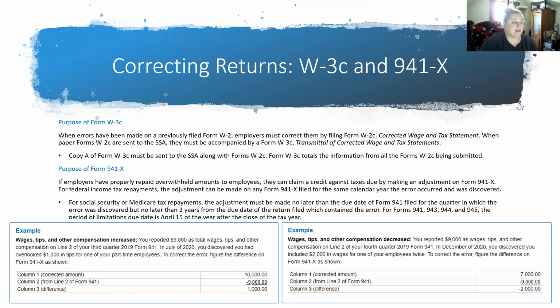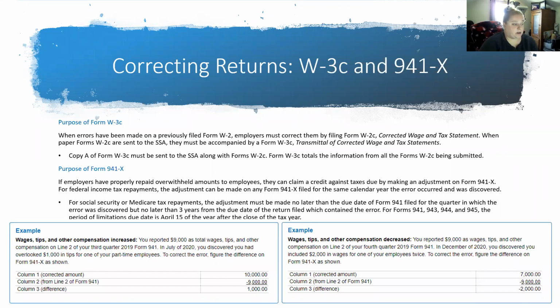941X is to correct 941s that are incorrect. So if employers have properly repaid withheld amounts to employees, they can claim a credit against the taxes due by marking an adjustment on the 941X and then asking for a refund. You could also get a credit applied to the next quarter.